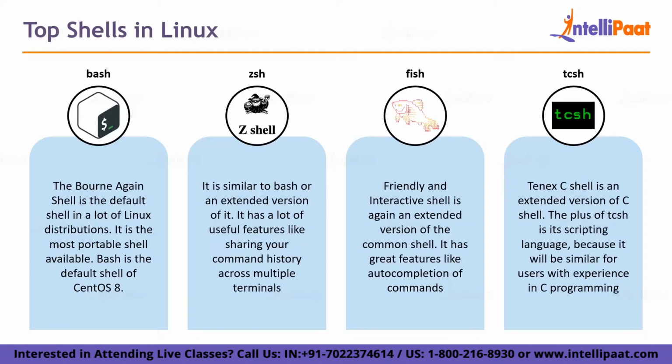And then TCSH, Tenex C shell, is an extended version of C shell. So there is another shell, basically CSH or the C shell. Basically, the C shell is written mostly in the C programming language. That is why it is called C shell. And TCSH is again an extended version of the C shell. They've taken C shell and added more capabilities to it.